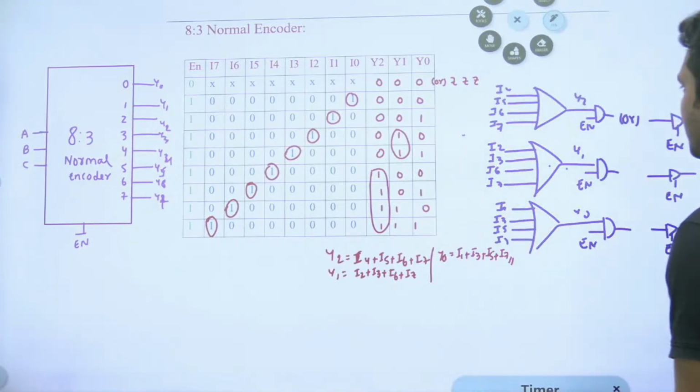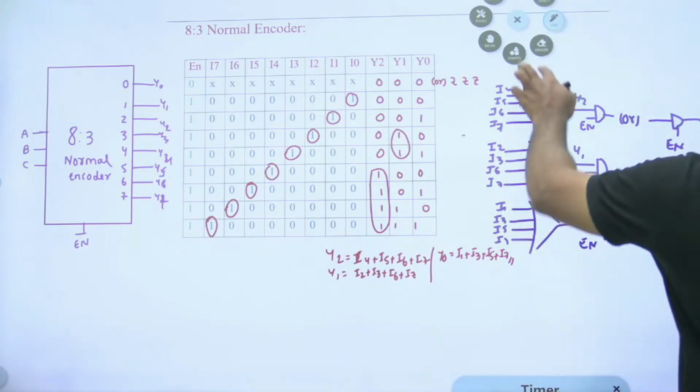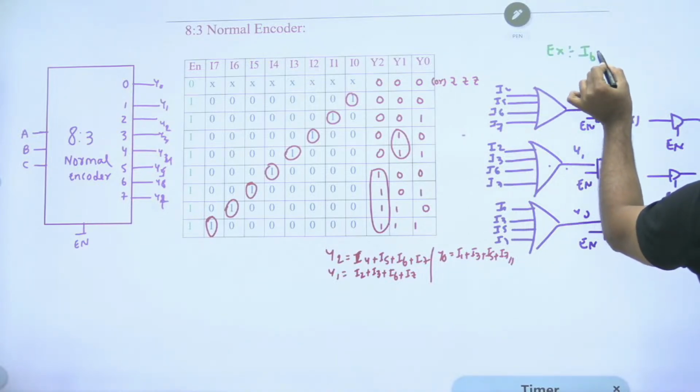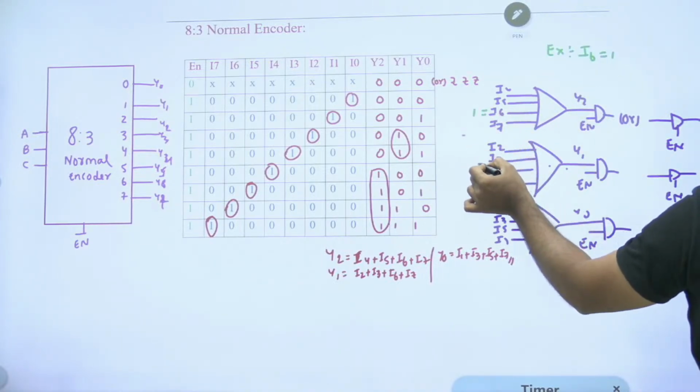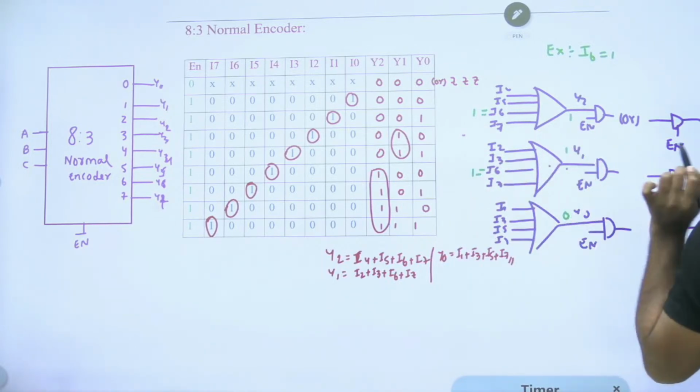So you can give any random input and check. For example, your input is I6 equal to 1, and the rest are 0. You get 110. It will work happily.